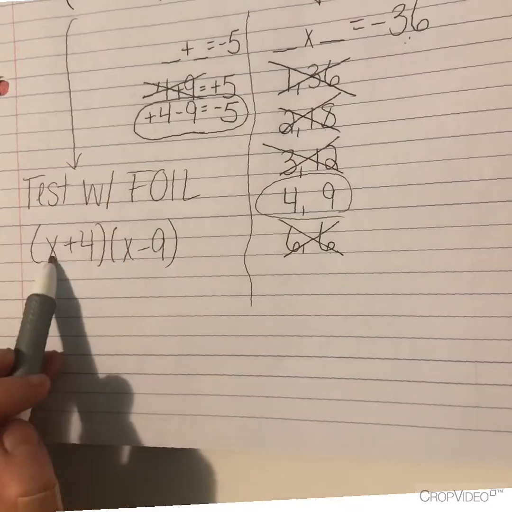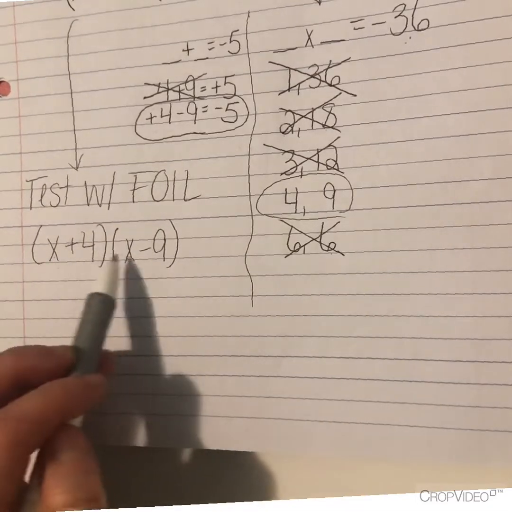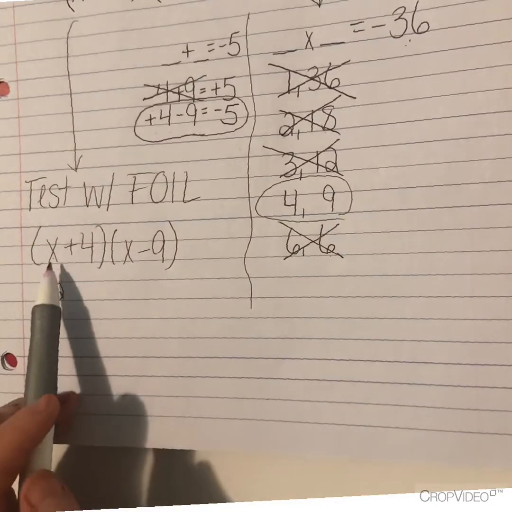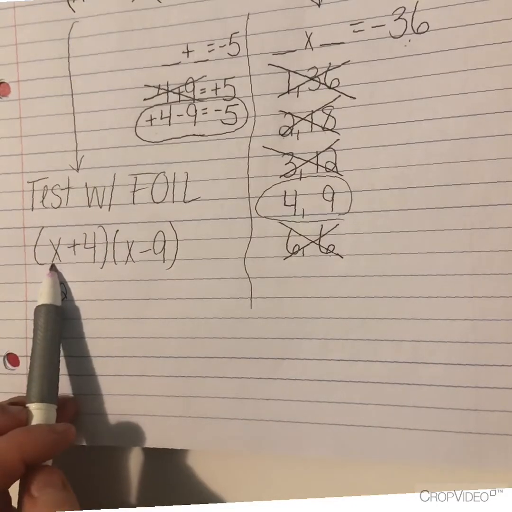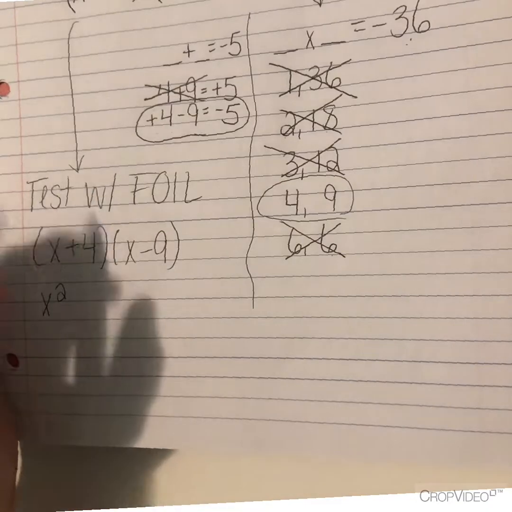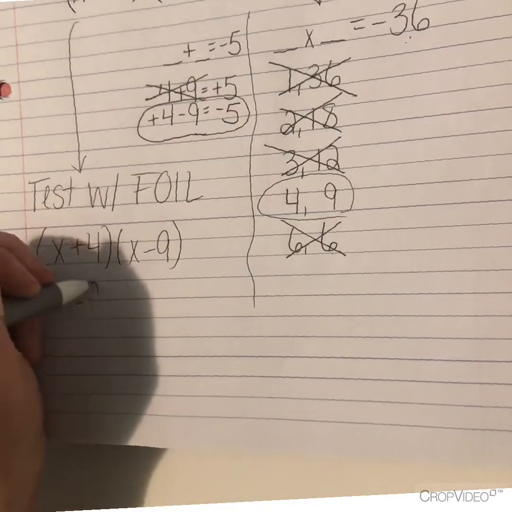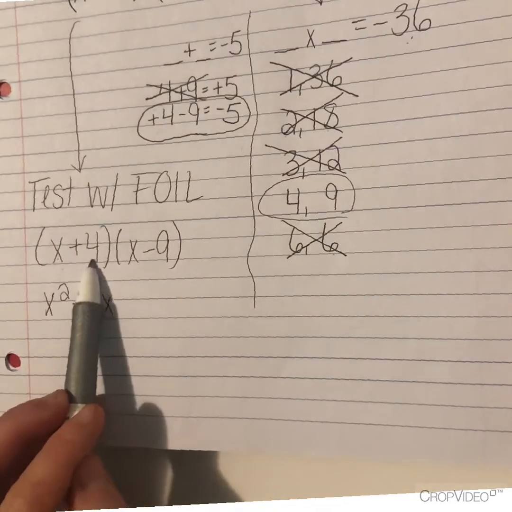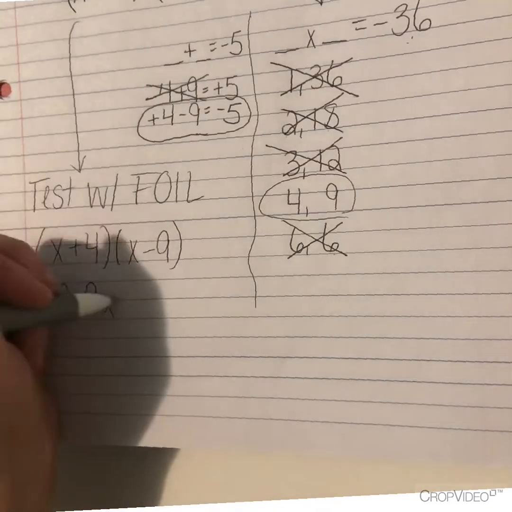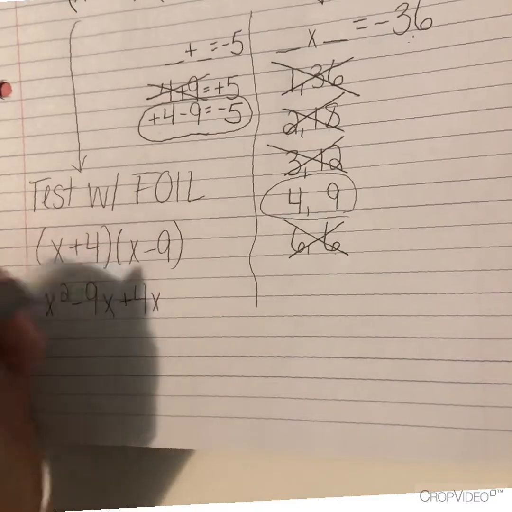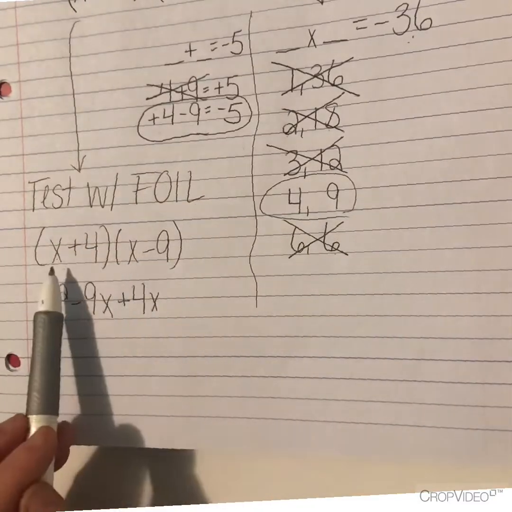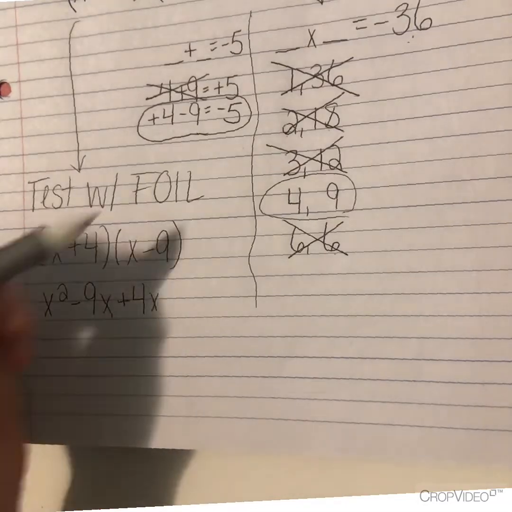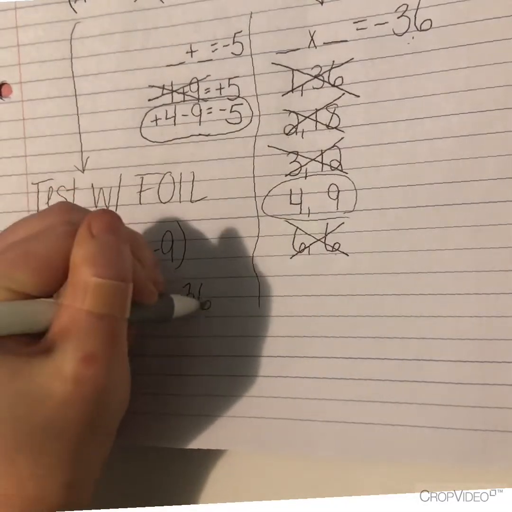So the first step, multiply the two first terms, x and x, which is x squared. I'm going to multiply the two outer terms, which is x and negative 9. Negative 9 times x is negative 9x. Then inner, I'm going to multiply the 4 and the x, which gives me a positive 4x. And then last, I'm going to multiply the two last terms of each set of parentheses. 4 times negative 9 gives us negative 36.